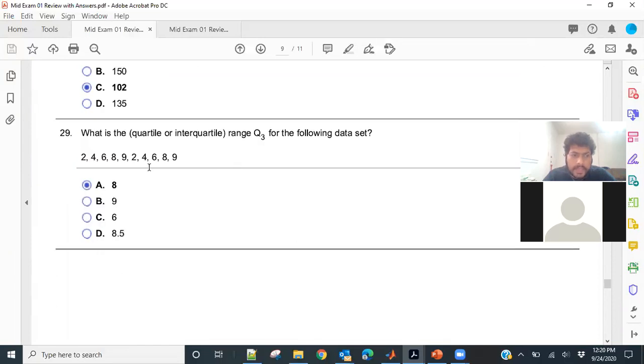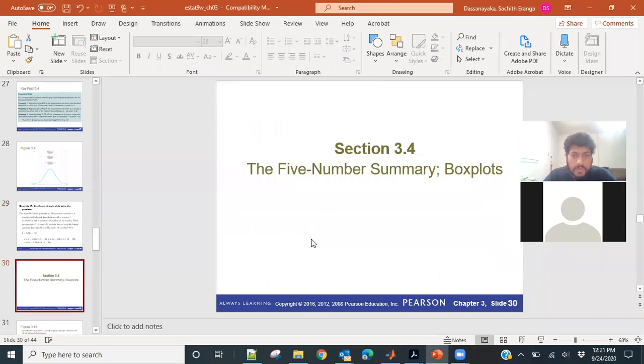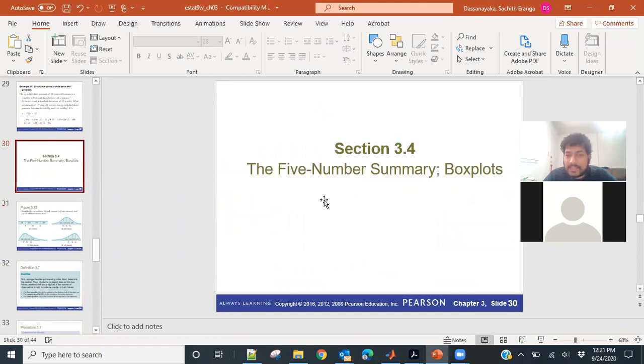What is the quartile or interquartile range Q3? Okay, you have to find what the range is. Q3. What is the range Q3 in this data set? There are a few things you should know. There is a technique or theory part we call the 5 number summary.